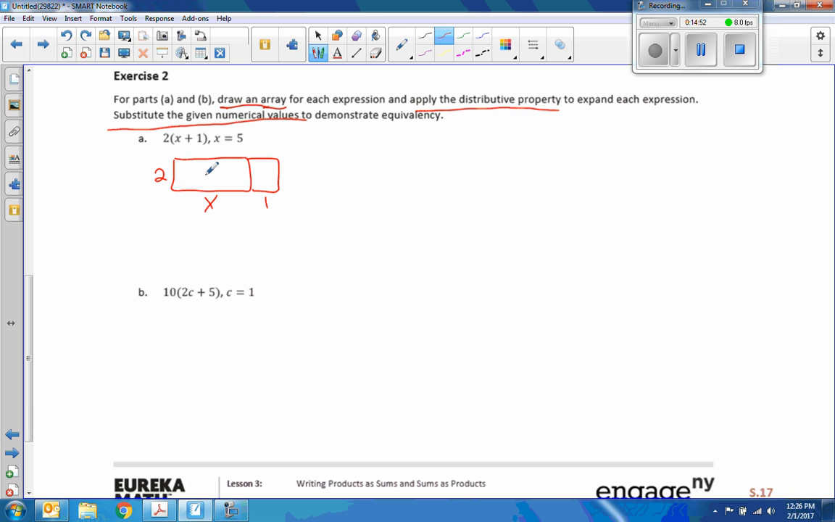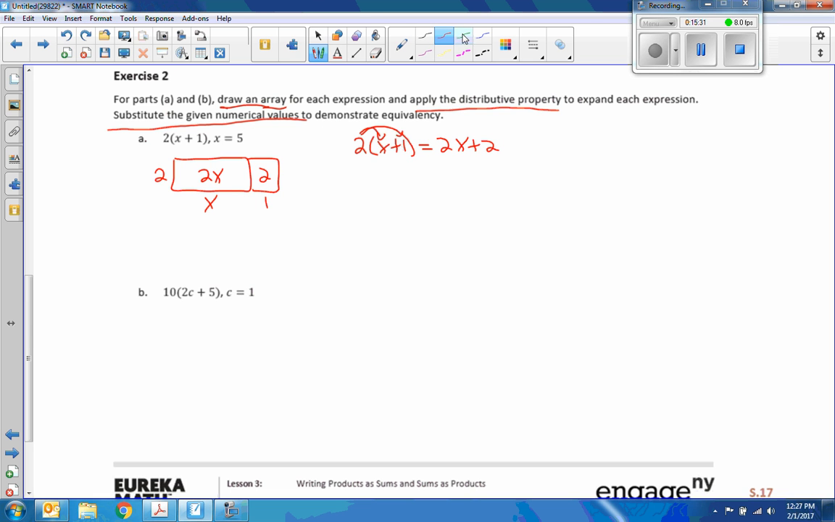Okay, here's my array. 2 times x is 2x, 2 times 1 is 2, so I get 2x plus 2. If I do it with the distributive property, let's show it first. 2 times x, 2x. 2 times 1 is 2. Okay? So I have 2 parentheses x plus 1 equals 2x plus 2.